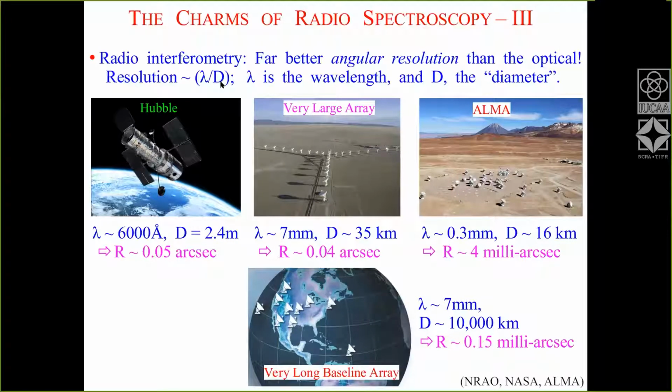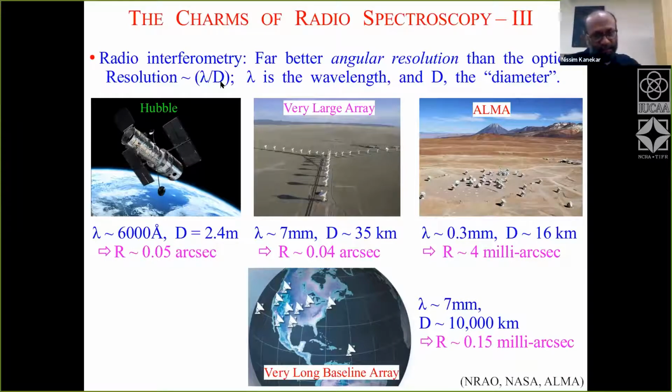Now, for a single dish telescope, let's say a 30-meter dish, D is 30 meters. But now when I do interferometry and synthesize a telescope using a separation of 30 kilometers, my effective diameter is 30 kilometers. That's 1,000 times bigger, and my wavelength is the same. So I wind up with 1,000 times better angular resolution with an interferometer than I have with a single dish telescope. And that's the game in interferometry.